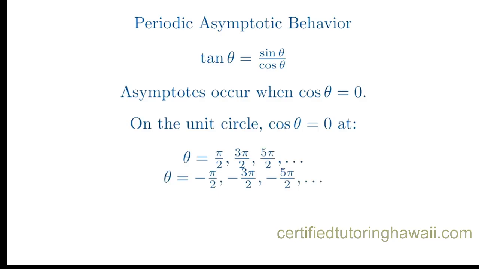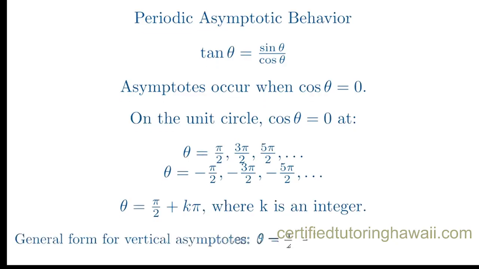In general, this happens at pi over 2 plus k times pi, where k is any integer. We can write this more compactly as the set of all vertical asymptotes is at pi over 2 plus k pi. At these values, the slope of the terminal ray is undefined because the ray is perfectly vertical. The graph of the tangent function will approach these vertical lines but never touch them.